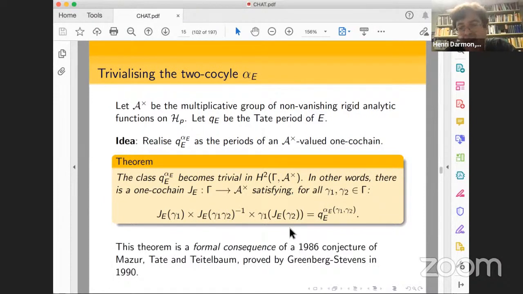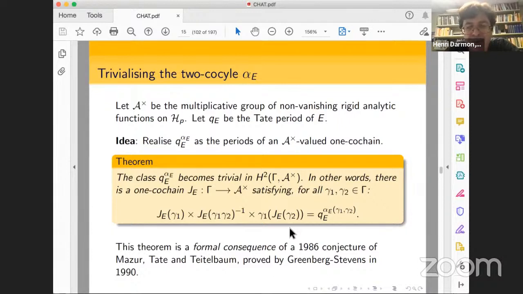And this theorem, I was very pleased with it because it shows that the modular symbol, this two-cocycle, somehow knows about the Tate period of the elliptic curve, which suggests that this object has a bit of geometric content. And this theorem turns out to be a formal consequence of the conjecture of Mazur-Tate-Teitelbaum, the p-adic Birch and Swinnerton-Dyer conjecture, which I alluded to before.